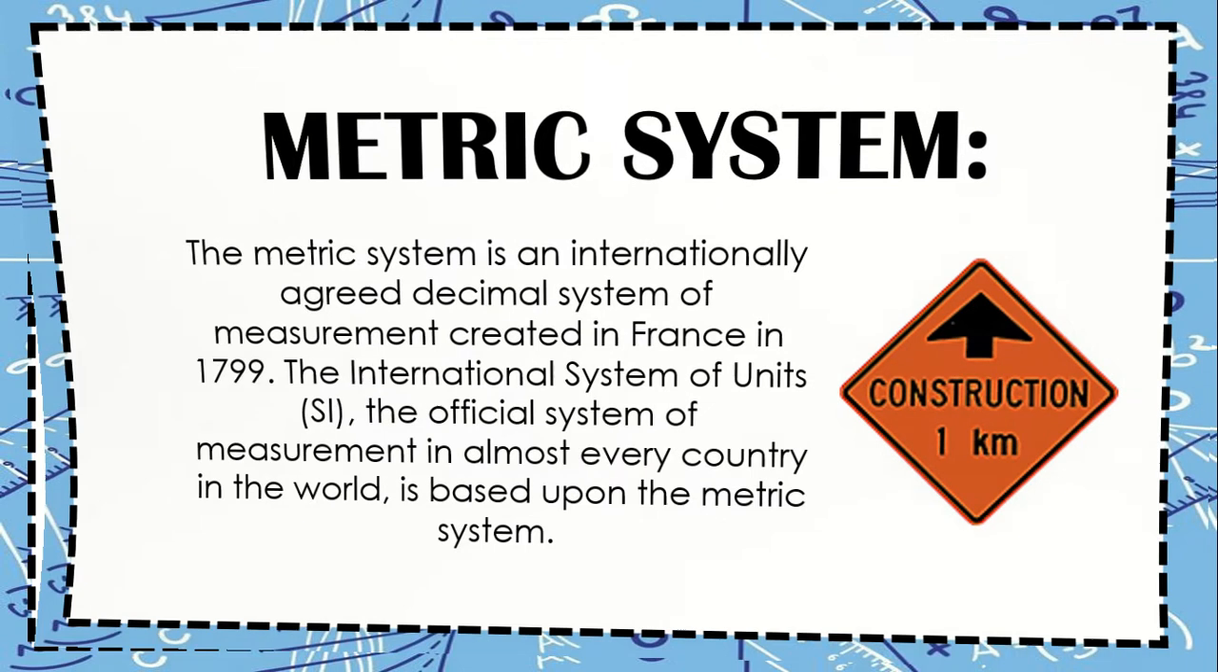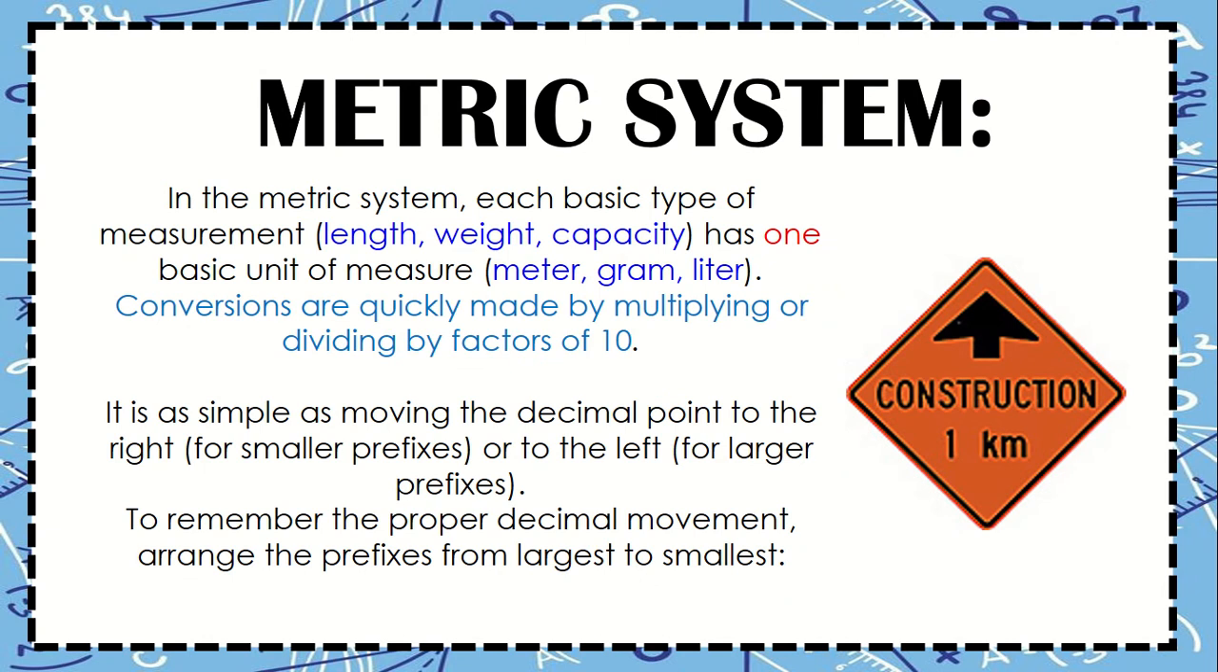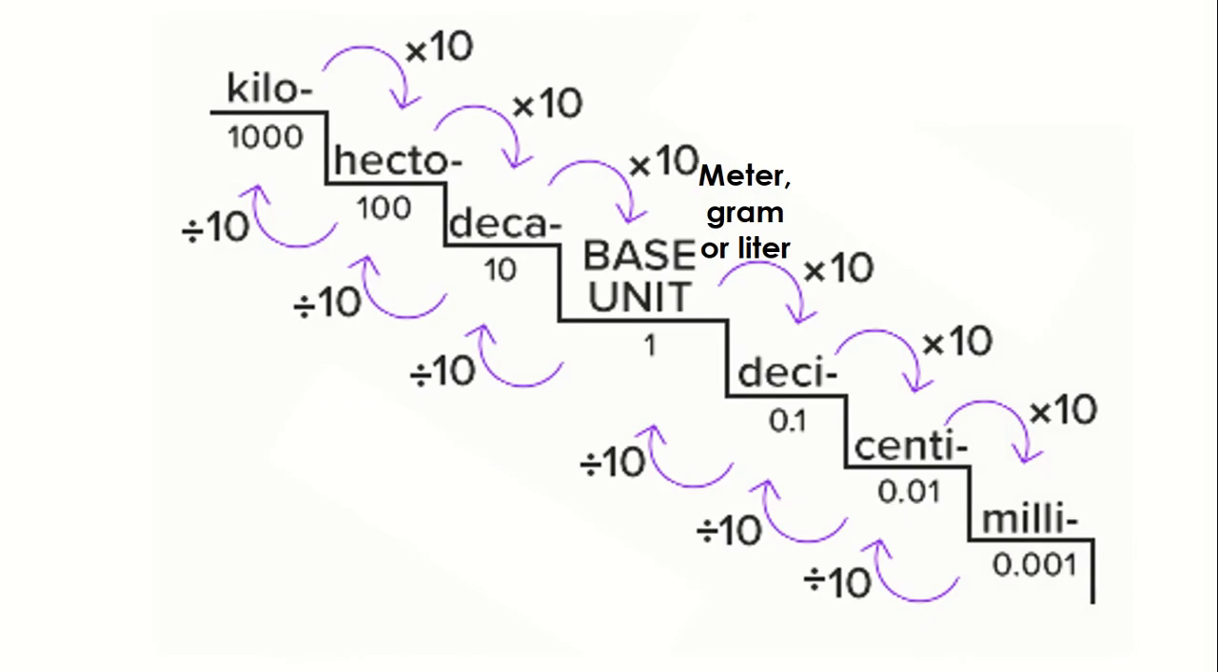Next, dito tayo sa ating metric system. So, sa metric system, meron tayong ipapakitang illustration para mas madali nating i-convert pagdating sa metric system. Tatandaan natin na ang basic unit ng length ay meter. Ang weight naman, ang basic unit ng weight ay grams and capacity ay liter. So, conversions are quickly made by multiplying or dividing by factors of 10. Makikita natin mamaya kung paano yan.